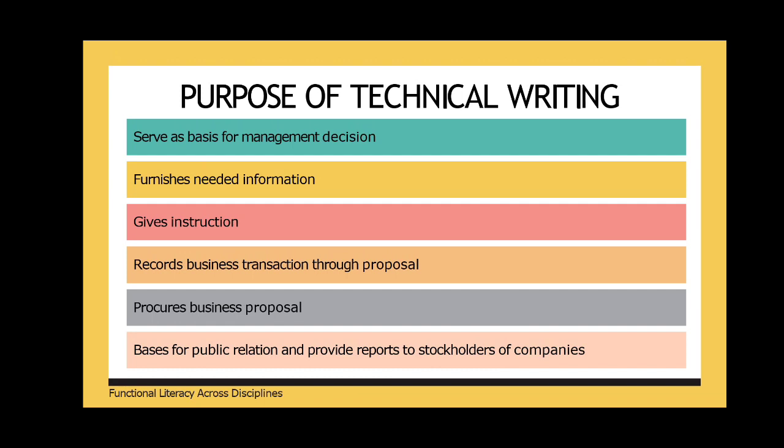Now, the purpose of technical writing, it is very objective. It gives information. It also serves as a basis, a resource of information for management decisions. Like for example, if you are inventorying laboratory equipment, then the laboratory head technician will need to check if everything is in place.